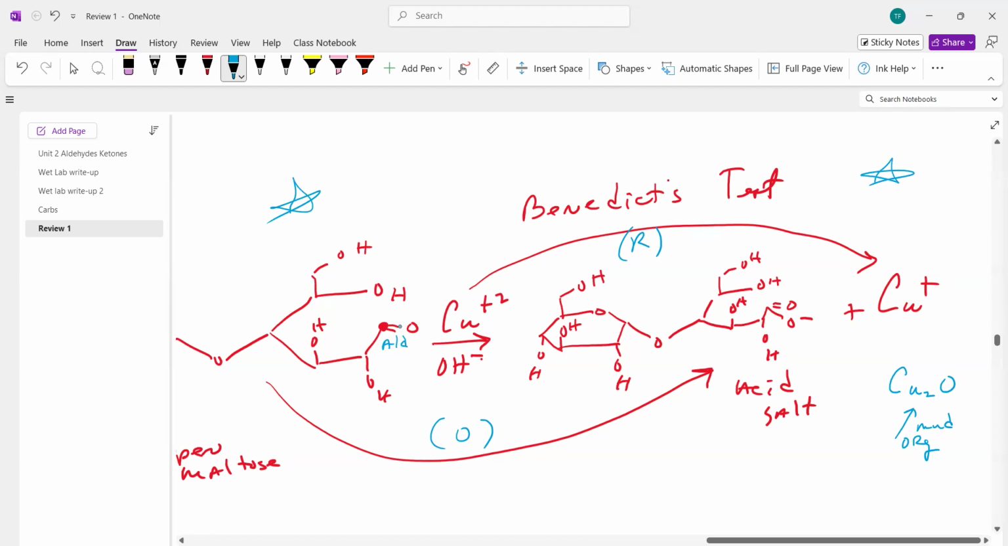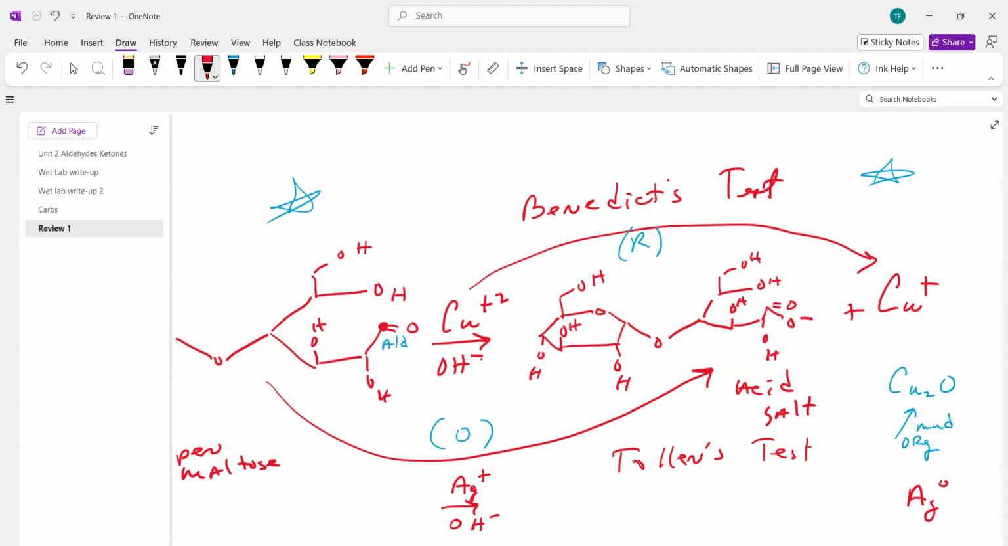Okay, and then if this was Tollens test, this would simply be, whoops, that's Ag. Silver plus one, and it goes to silver metal. The only difference. Everything else is exactly the same. And in lab, we usually use the Benedict's test because it's cheaper, and the silver stuff is expensive.